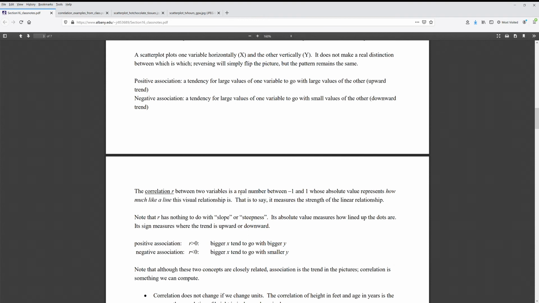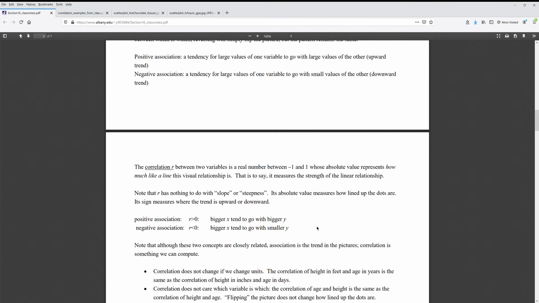The size of r has to do with how lined up the dots are. If r is very close to 1 or negative 1, then the dots are very lined up. If r is very close to 0, then the dots are very unlike a line. That could play out in all kinds of ways, but the obvious example would be just a random cloud of dots with no hint of an upward trend or a downward trend would have a correlation very close to 0. And this is just saying what I just said there in so many words.